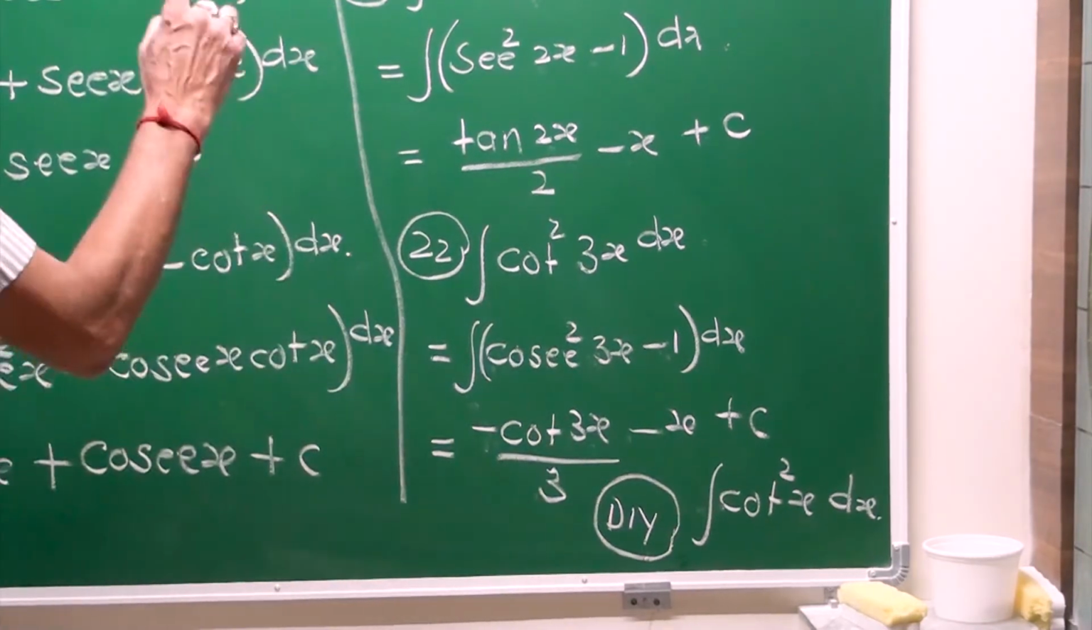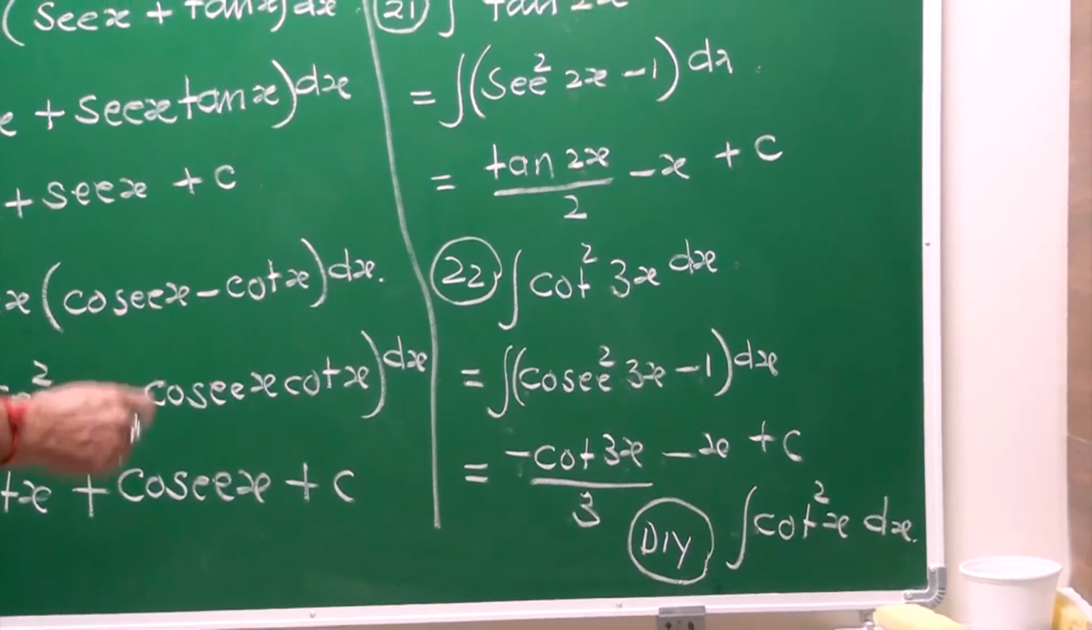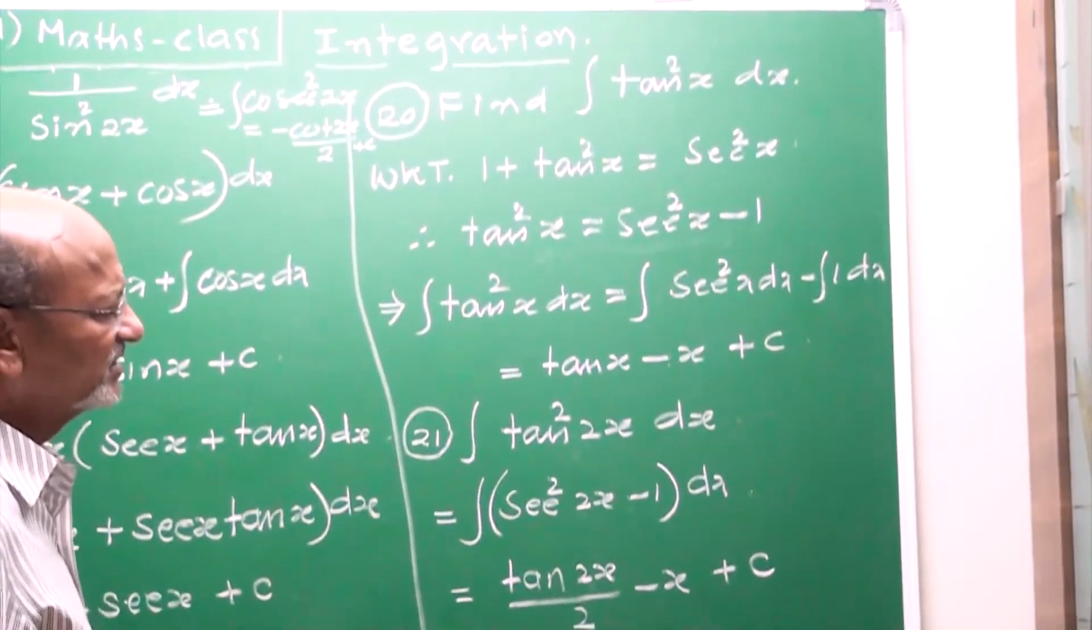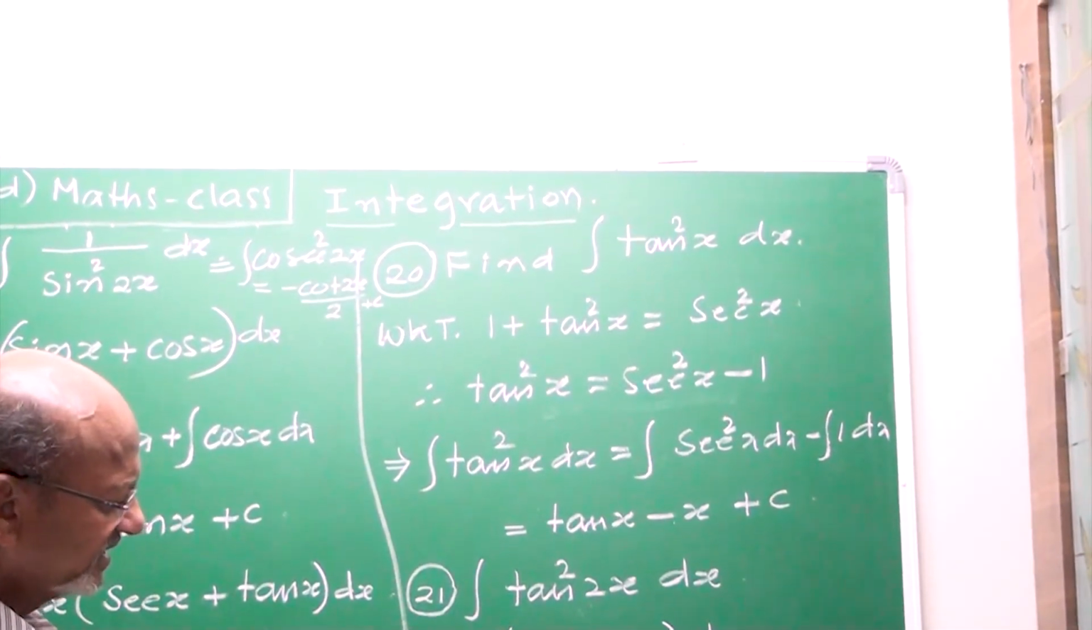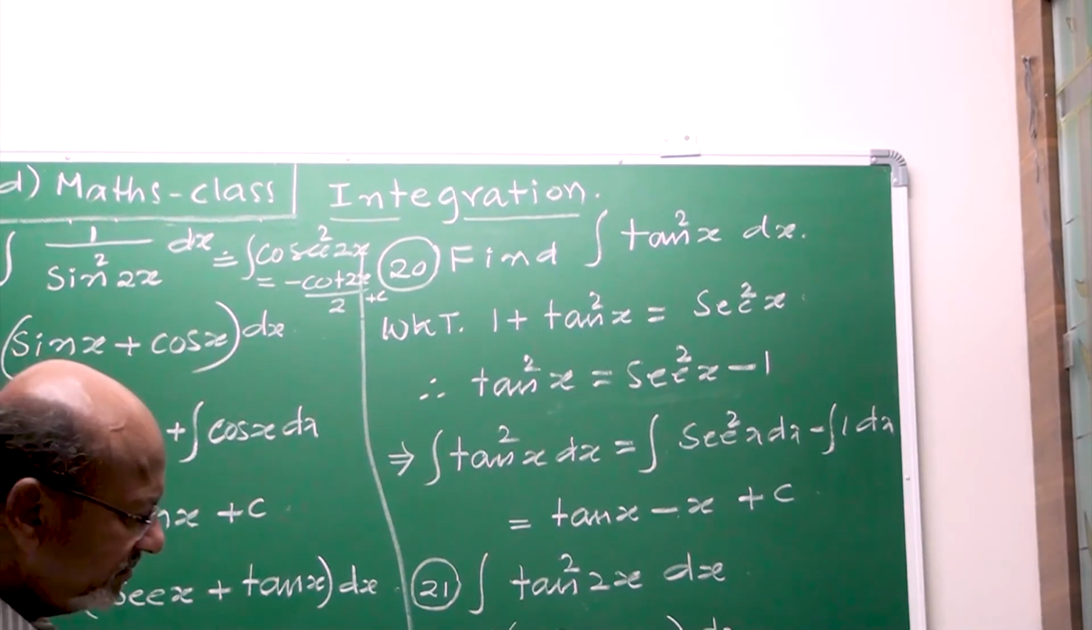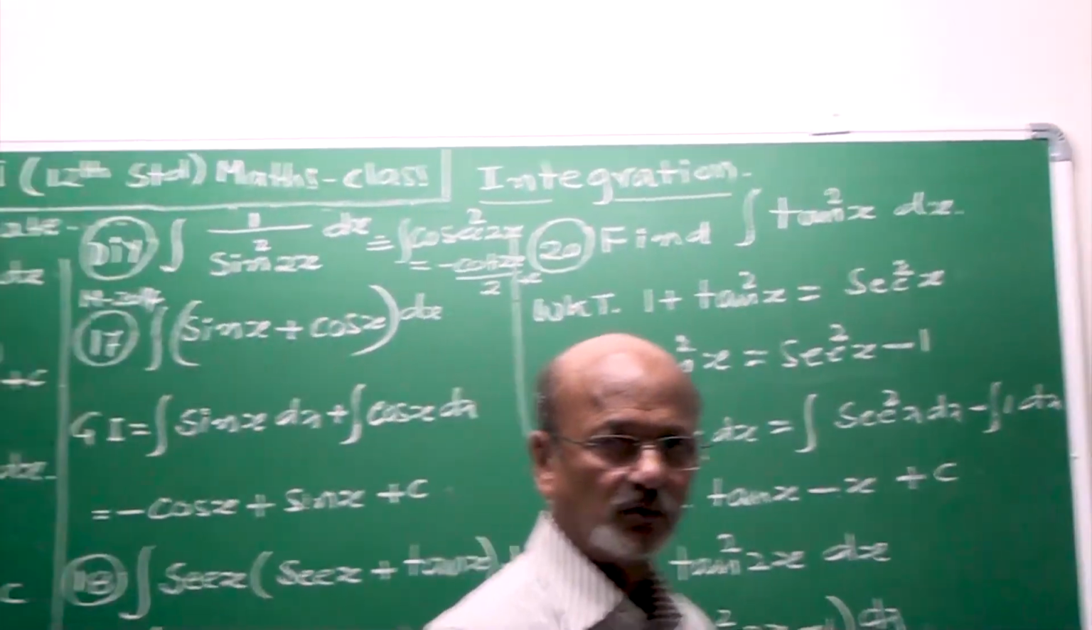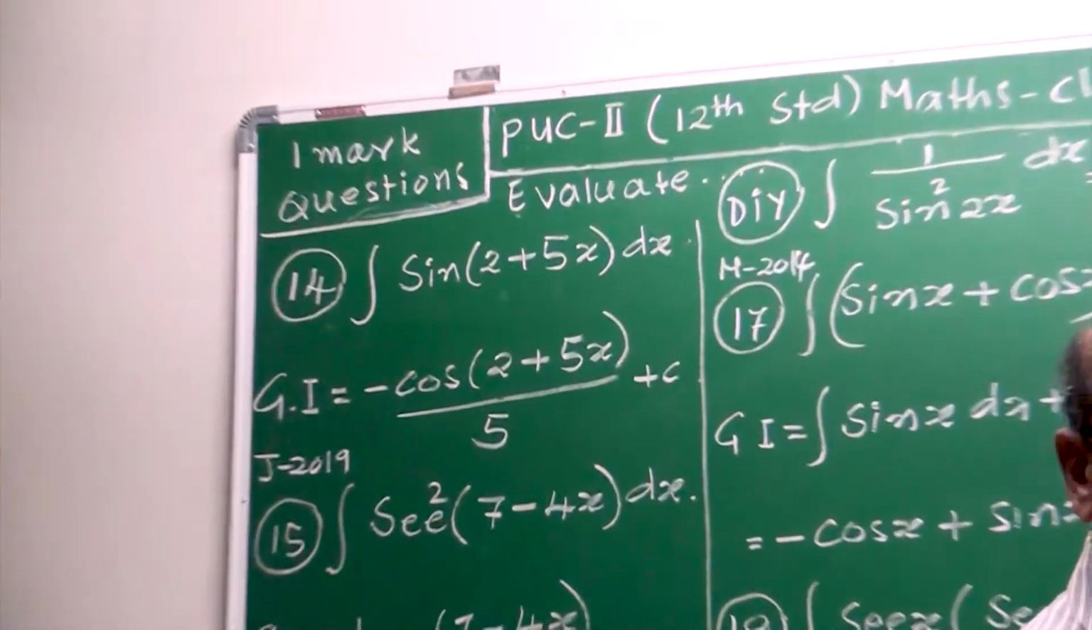Yes, my friends, the same tan square x is given in your book. Write it as a note. Note it down. Copy it.